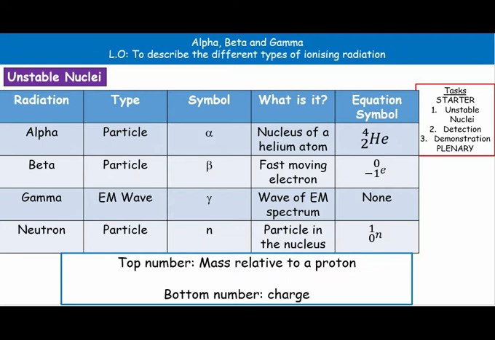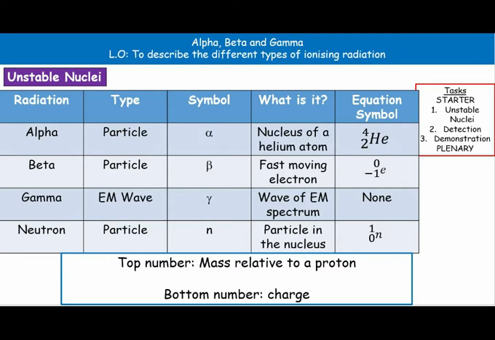The second one is beta, and again, this is a particle. What it actually is is a fast-moving electron. Now, hopefully we do remember that the mass of an electron compared to our proton is incredibly small, so in this case we've just given it that mass of 0, and its charge is -1, and our symbol for an electron is a lowercase e.